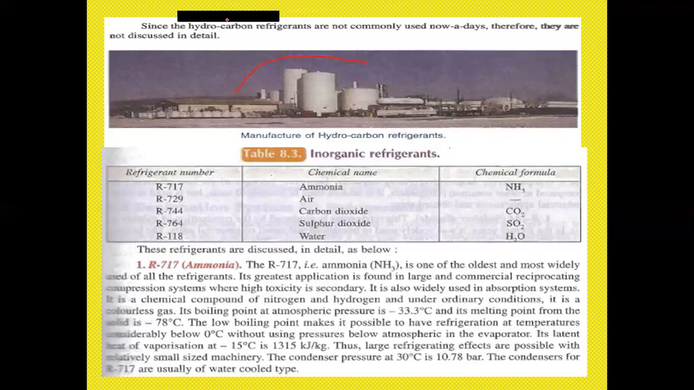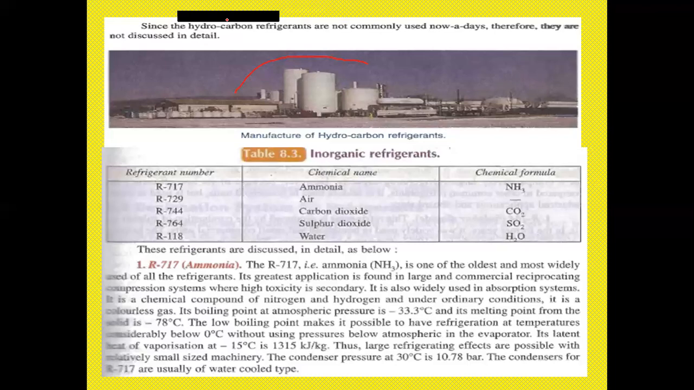And what type of refrigeration systems use it? Ammonia is generally used in absorption type vapor refrigeration systems. The condensation pressure at 30 degrees centigrade is 10.78 bar, and the condensers generally used for this type are water cooled, right? So that's why ammonia gives a great advantage for this type of refrigerant, which is inorganic.